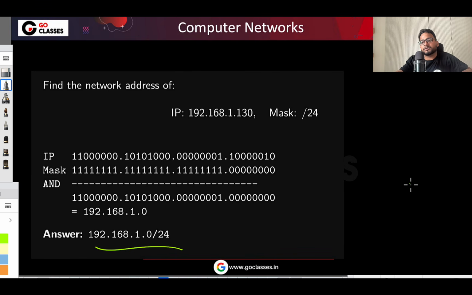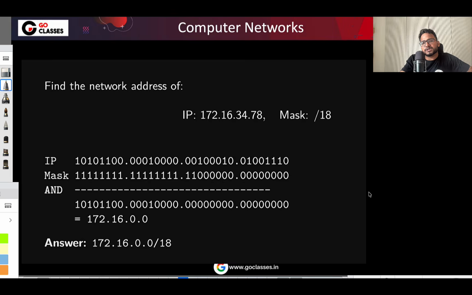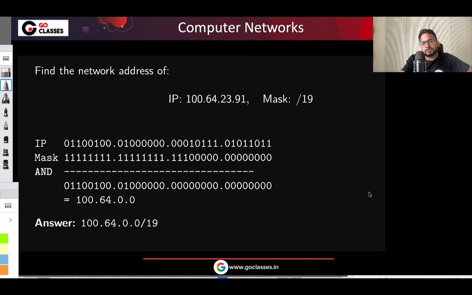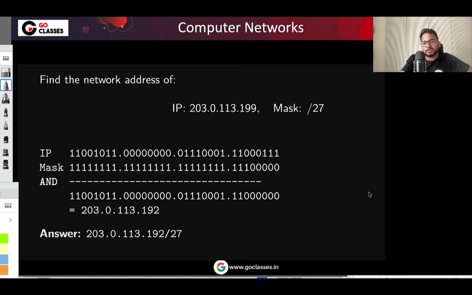Slash 24 is the entire network, but if they just ask you the network address, you can only say this much. The network address is this much only, while the entire network is slash 24. You can write slash 24 here also, and you can write slash 24 here also. Both are representing the same network. Similarly, you can solve these first address questions. These are easy questions only. All are asking the first address, the network address.